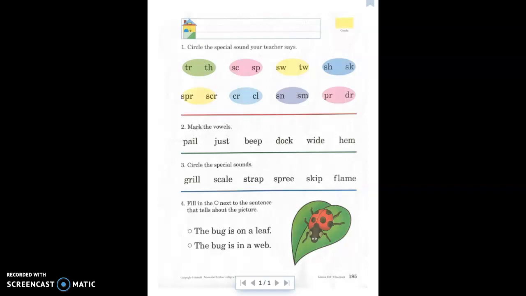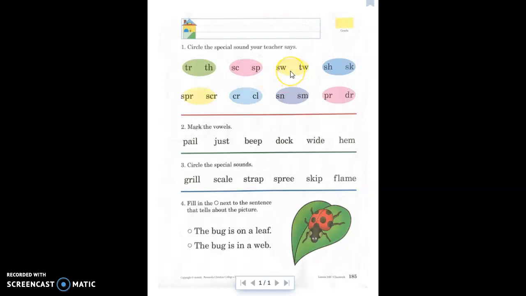In the green oval at the top, right here, I need you to circle the blend that says tr, like in train. Go to the pink oval. Circle the blend that says sk, like in scat.